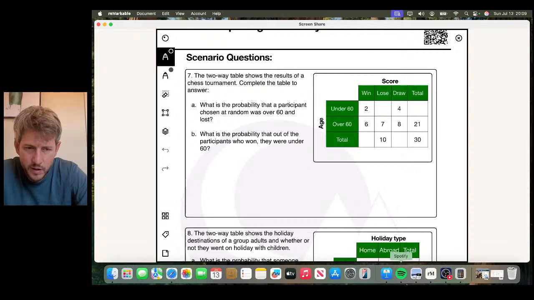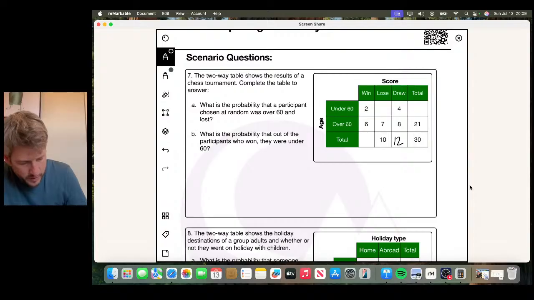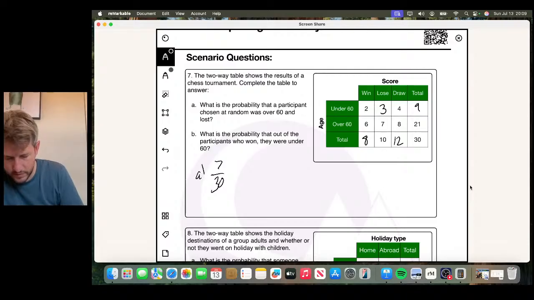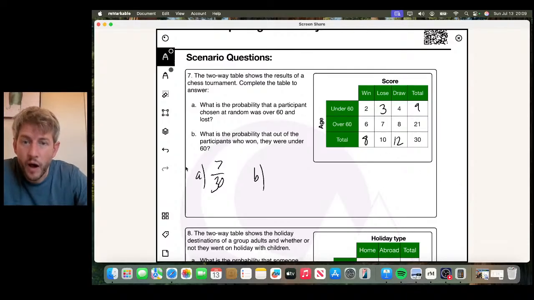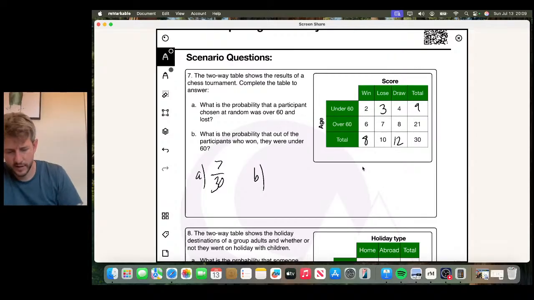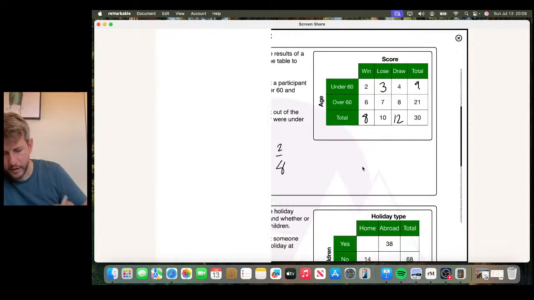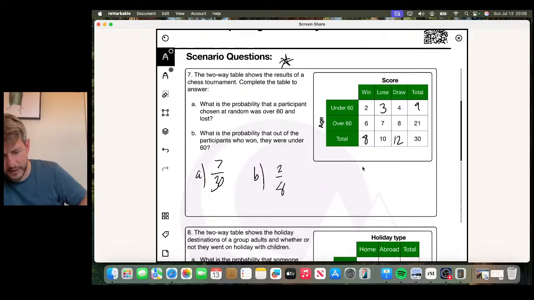Oh, right. So let's go to, well, anyway, I'll do this first. 12, 9, 3, 8. Okay. Over 60 and lost was 7 out of 30. What is the probability that out of the participants who won, they were under 60? So that is 2 out of 8. Okay. I'll star this to remember that we're coming back to it.